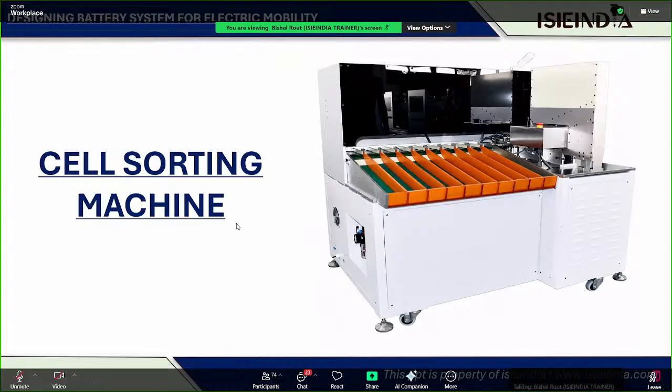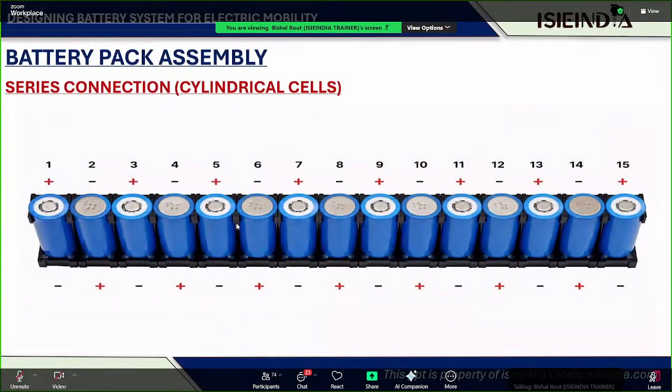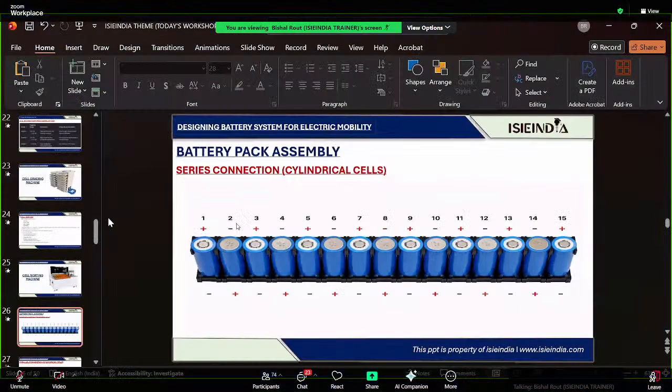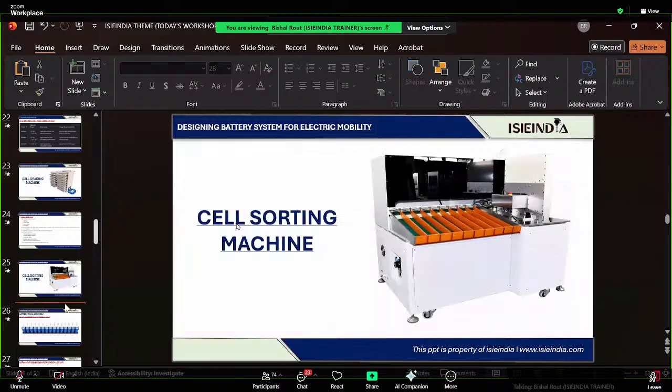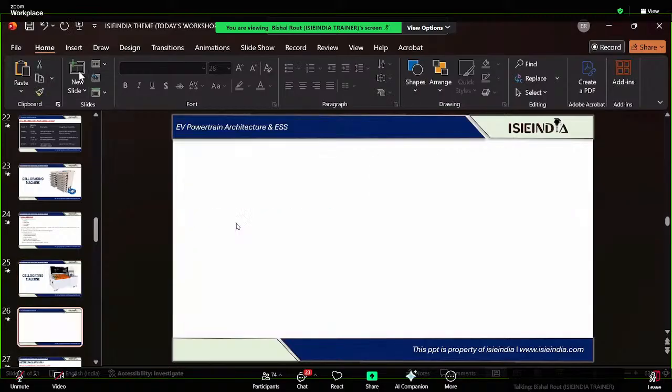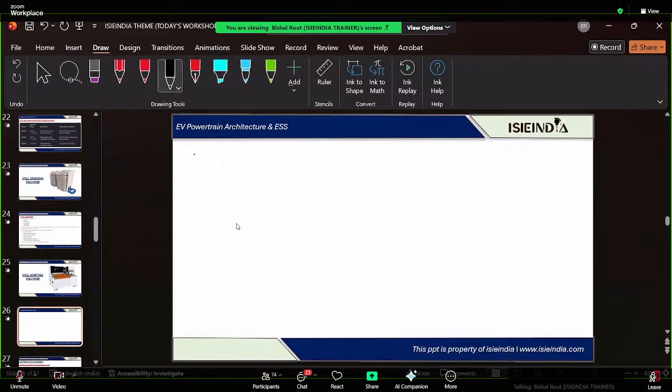Once the capacity has been tested and the cell sorting has been done, then we can go for battery pack assembly. Let me create another slide so that it will be visible to you. Let us suppose you want to manufacture a 48 volt, 60 ampere hour battery pack.